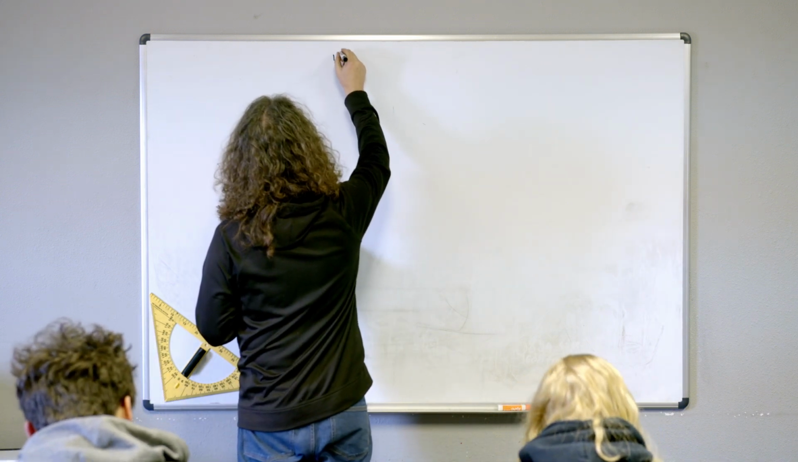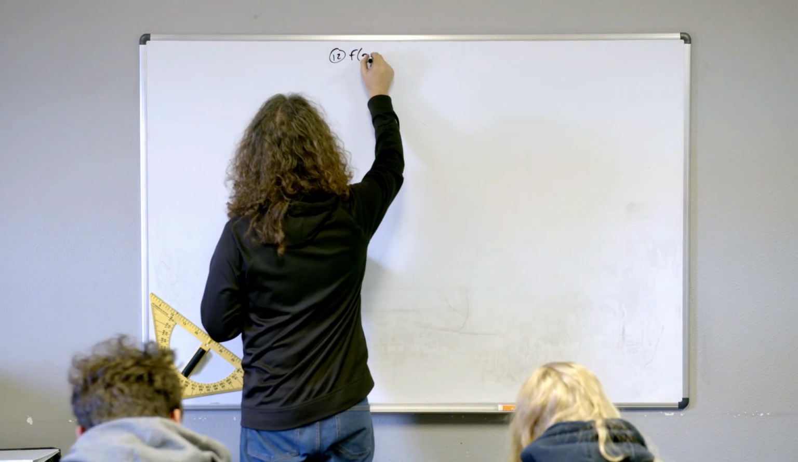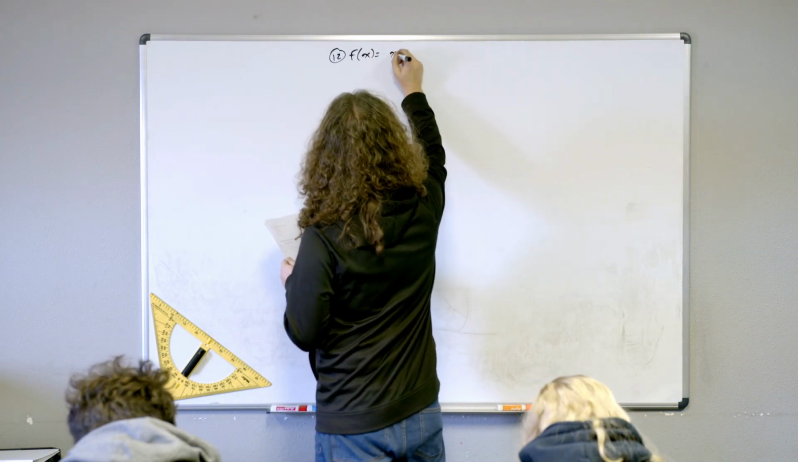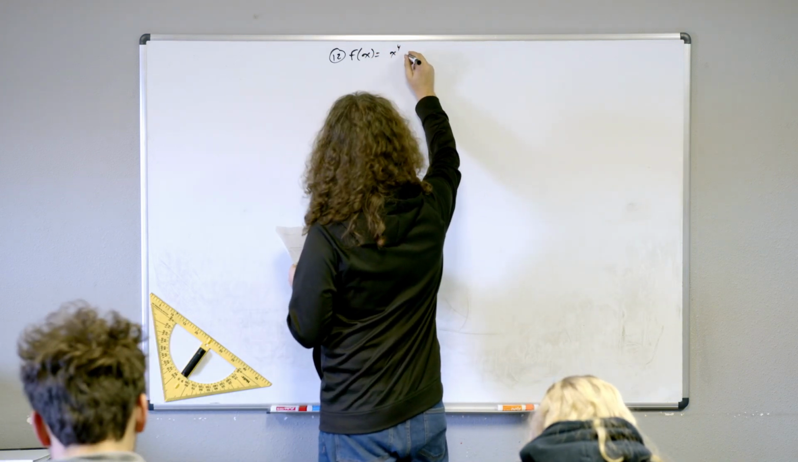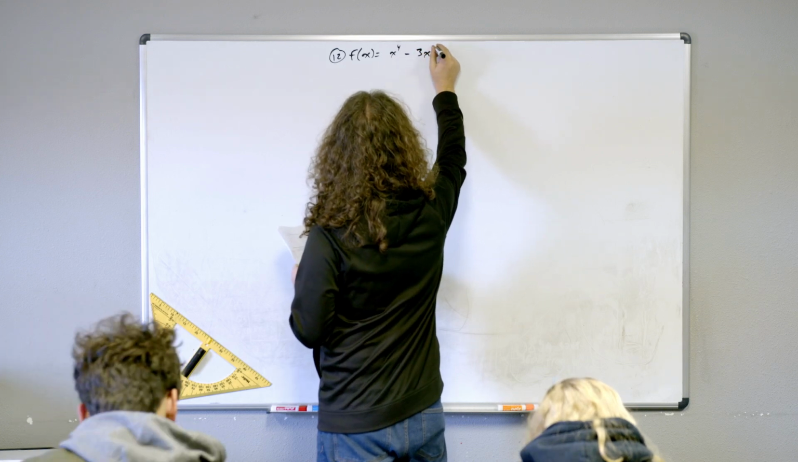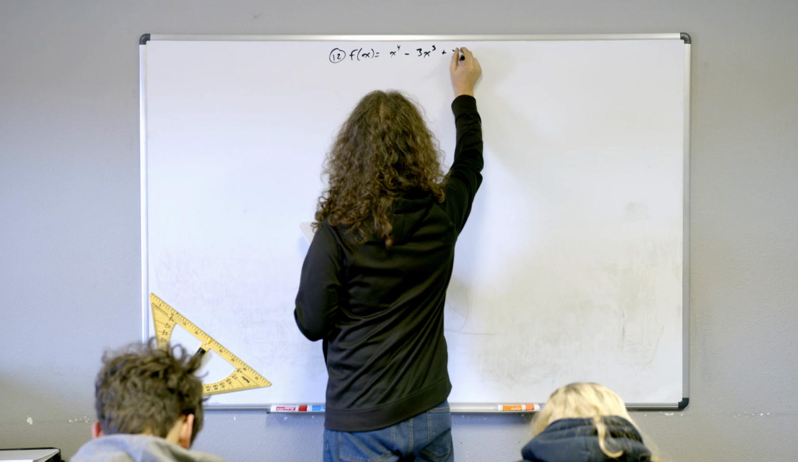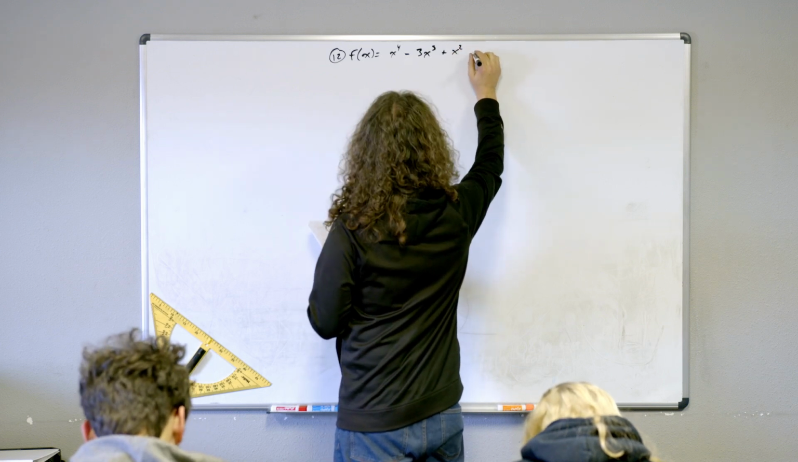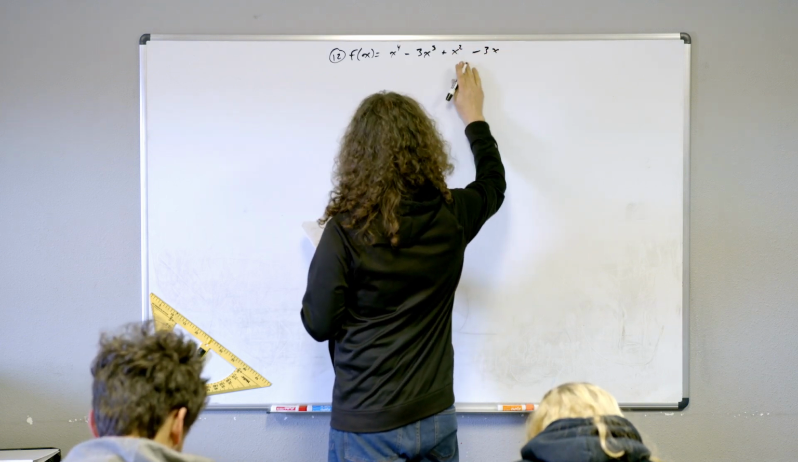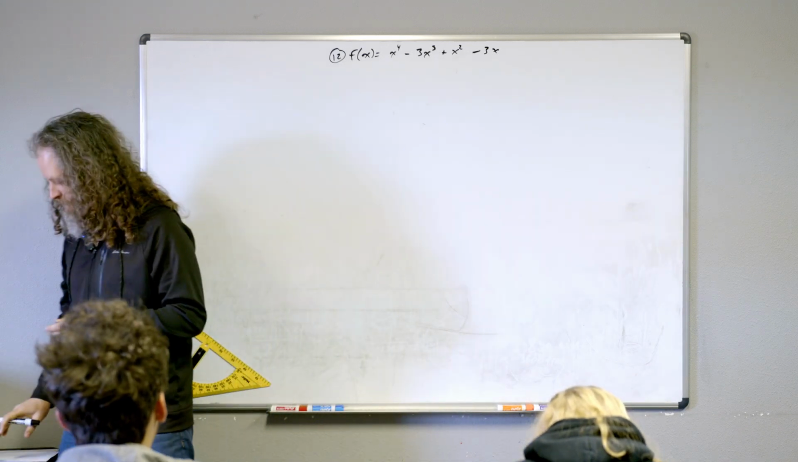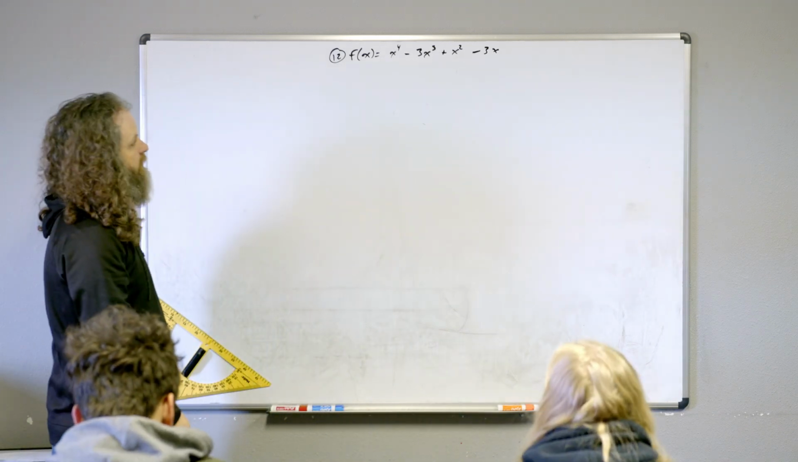Number 12 from the test. f of x equals x to the fourth minus 3x cubed plus x squared minus 3x. And we are expected to find all the zeros of this function.